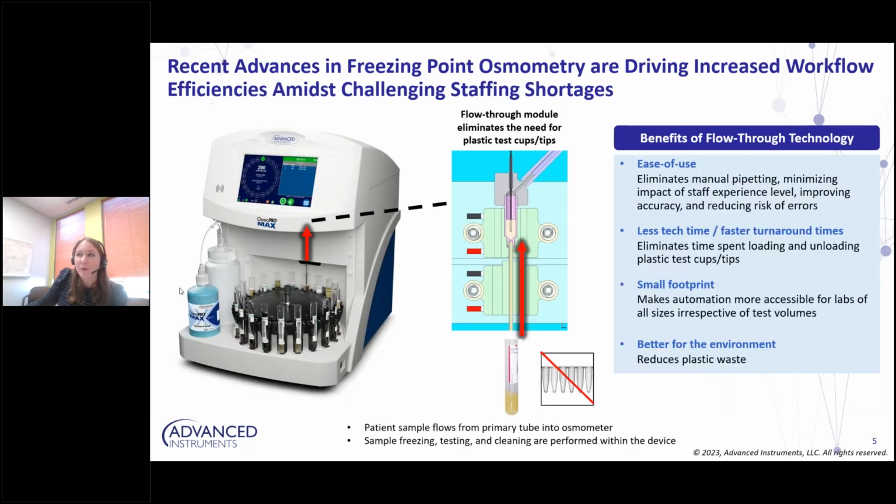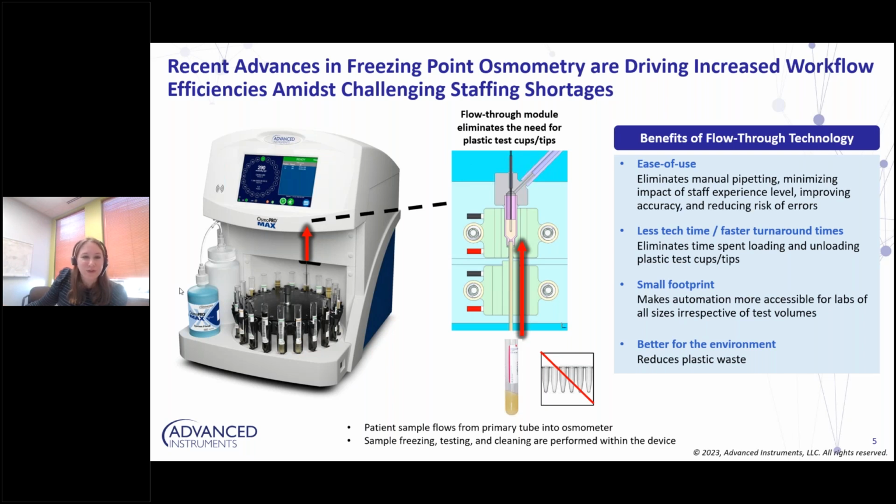So I wanted to end with an example of a recent advancement in freezing point osmometry, and that is flow-through freezing point technology. Traditionally, freezing point osmometers have required pipetting into plastic sample test cups or tips, and then the sample is frozen within that piece of plastic. The user then discards and replaces the plastic and reloads new. What's interesting about this advancement with flow-through is that the sample is actually frozen within a module in the device, eliminating the need for that plastic test cup and tips.